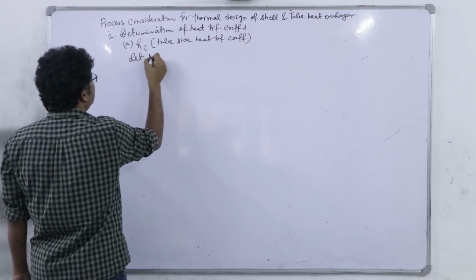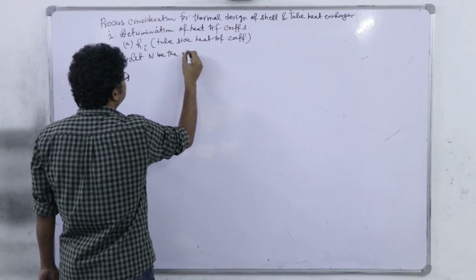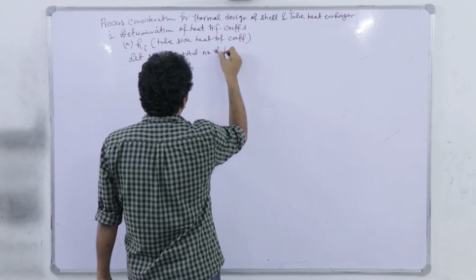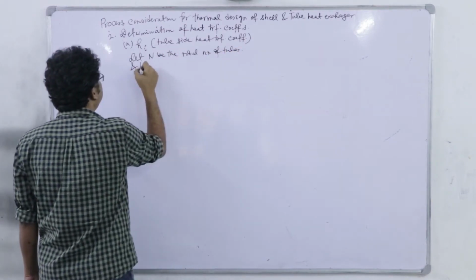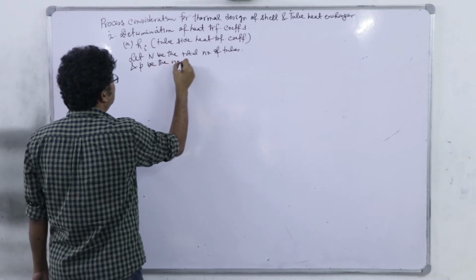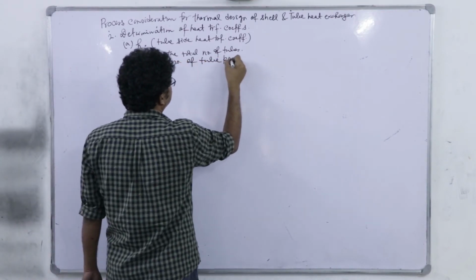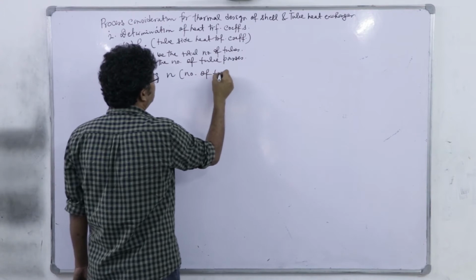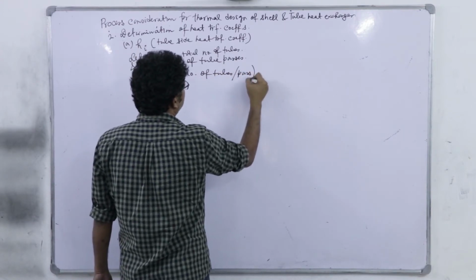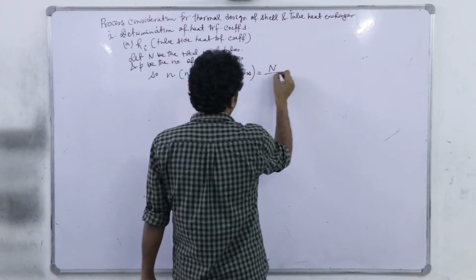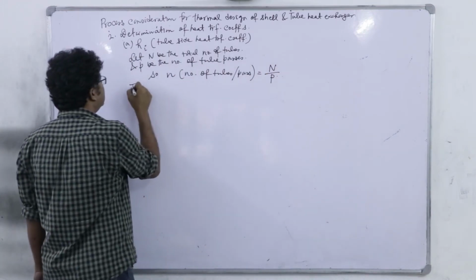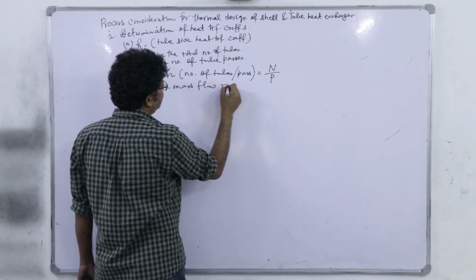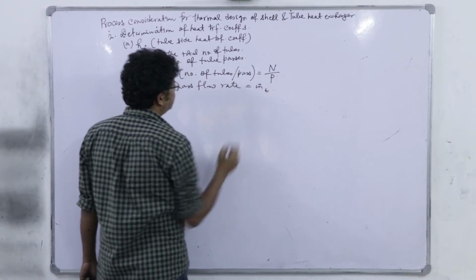Let N be the total number of tubes, and P be the number of tube passes. So, small n, the number of tubes per pass, is equal to capital N divided by P, right. So, tube side mass flow rate, let us say it is m dot T.